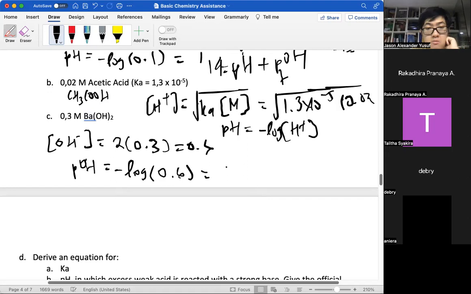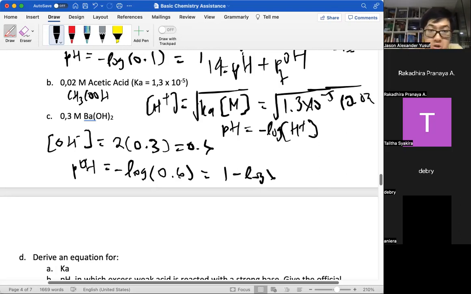You will get, I think, 1 minus log 6, with 6 times 10 to the power of -1, separate the minus 6 log 1. Yep, you'll get a value of 1 minus log 6. Okay.